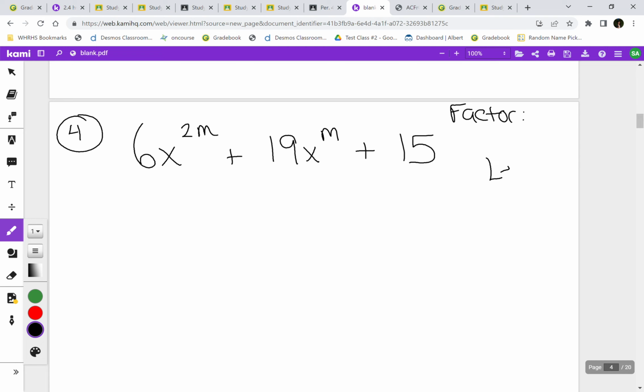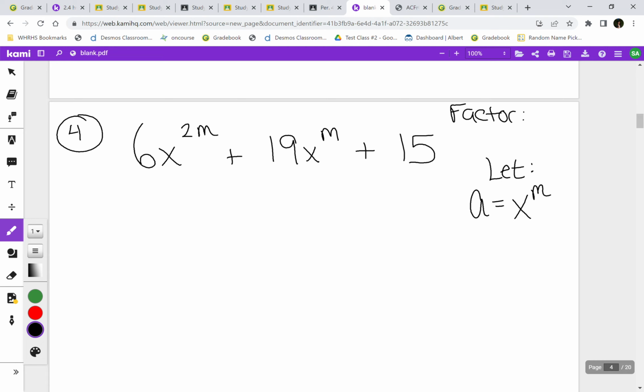So we can use substitution, and we can choose a different variable that's not there. You can't choose x, because x is already there. I can't use m, because m is already there. I'm going to use a. And I'm going to let a equal the smaller exponent variable. So which one's smaller, x to the m or x to the 2m? Good. The smaller one is x to the m.